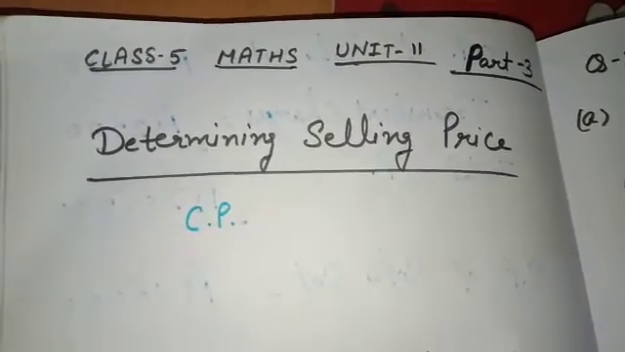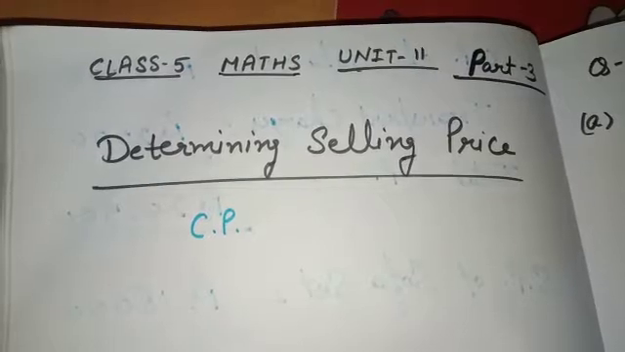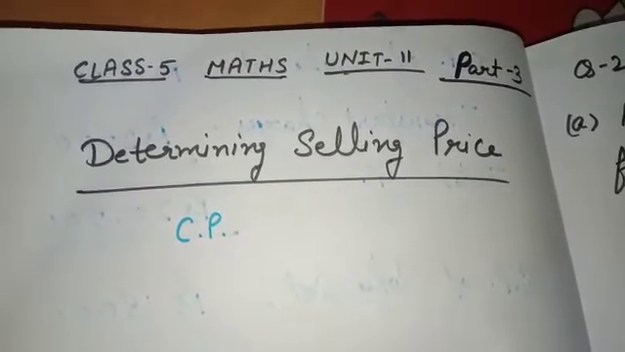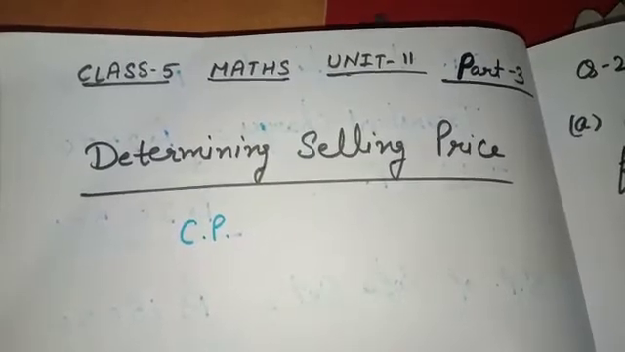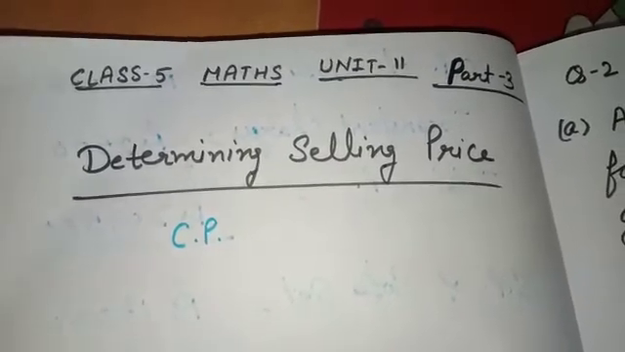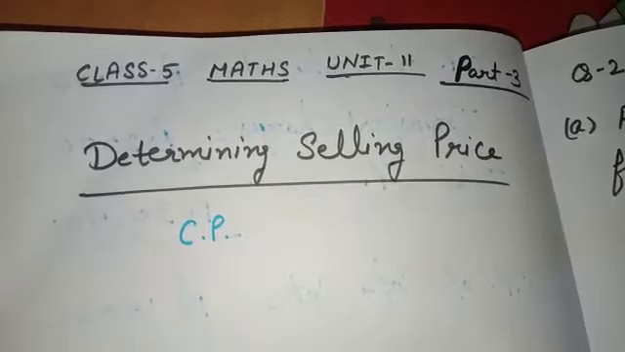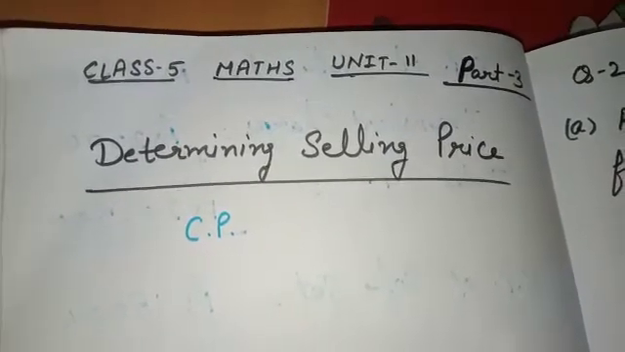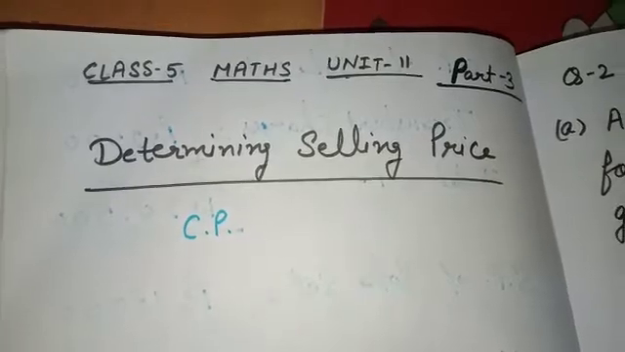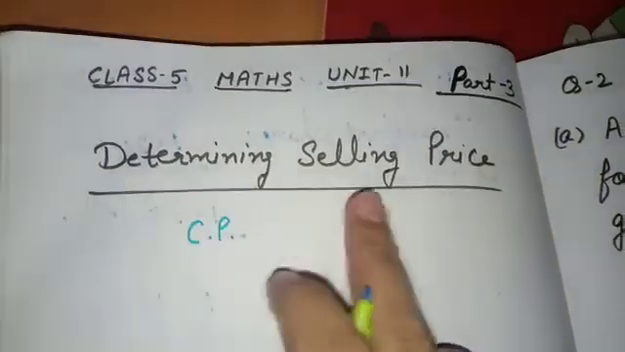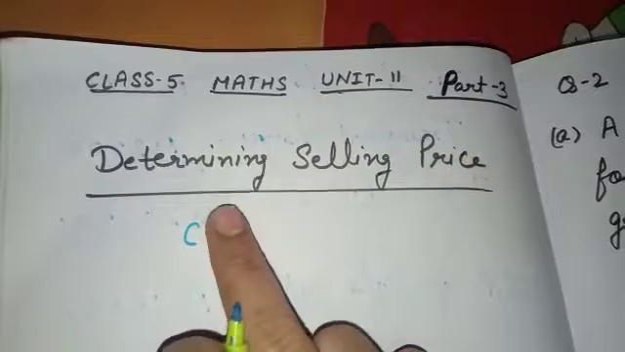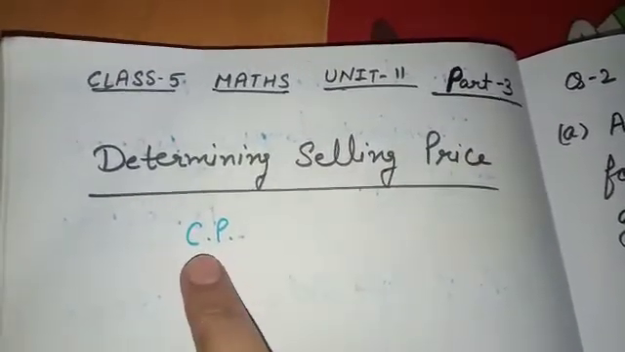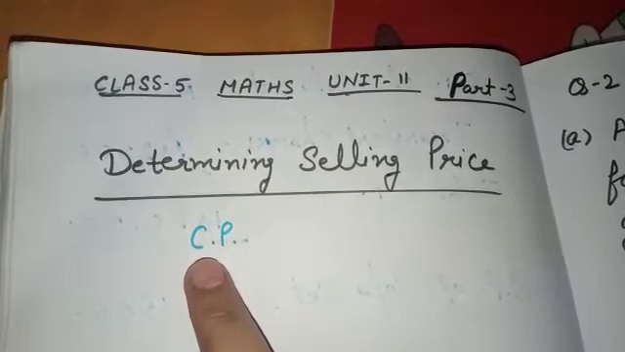Today we are continuing unit 11 after worksheet 2. In worksheets 1 and 2 we solved the questions in which cost price and selling price were given and we needed to find either profit or loss. But now in worksheet 3 the topic is determining the selling price, meaning to find the selling price when the cost price is given. There are two conditions.